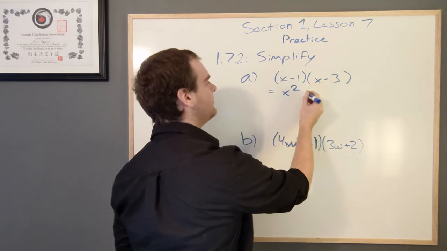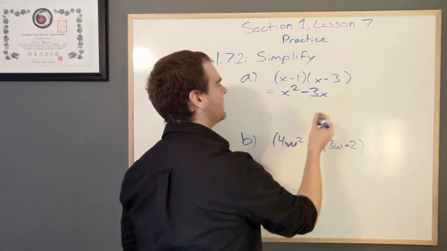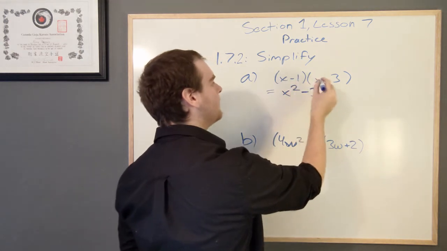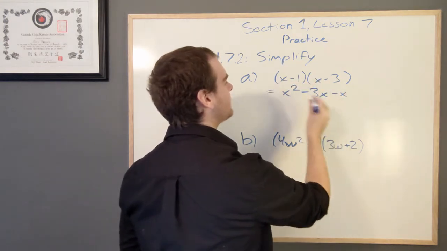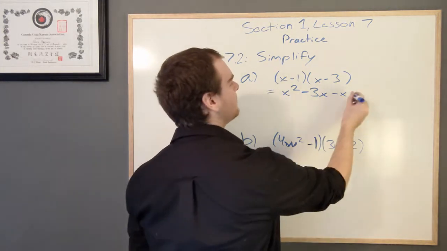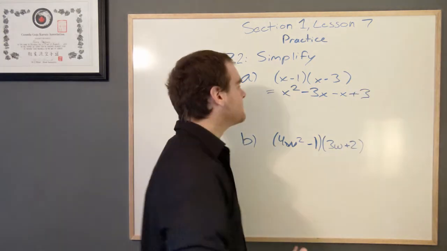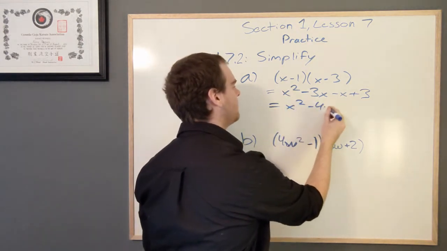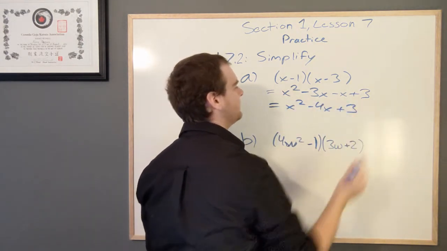Now we do the outer items, which is going to be negative 3 times x, which is negative 3x. Now we do the inner items, negative 1 times x is going to be negative x. And negative 1 times negative 3 for the last items will become positive 3. Now we collect like terms and we get x squared minus 4x plus 3.